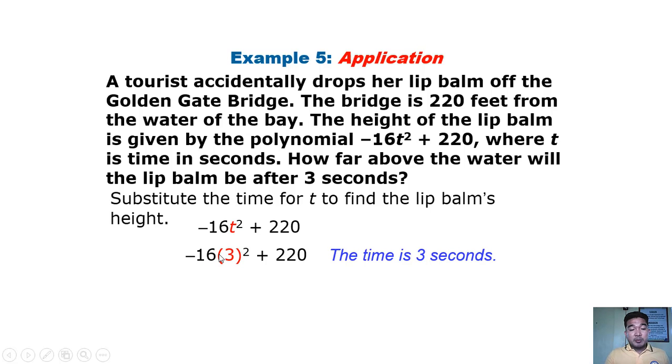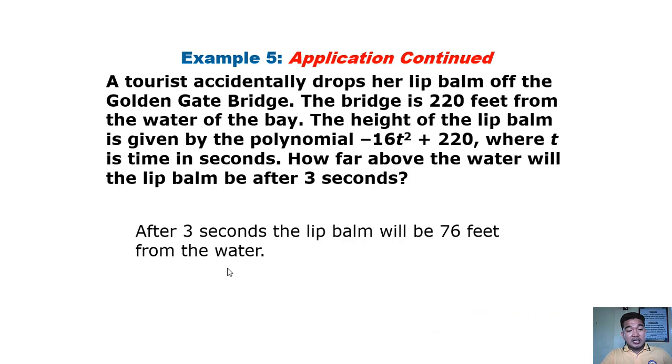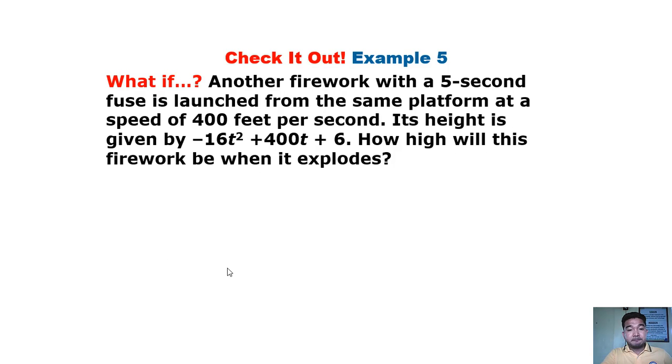And then, we simplify this: 3 squared times negative 16 plus 220. So you will have negative 144 plus 220 is equal to 76. So that means the answer would be 76 feet from the water. After 3 seconds, the lip balm will be 76 feet from the water.